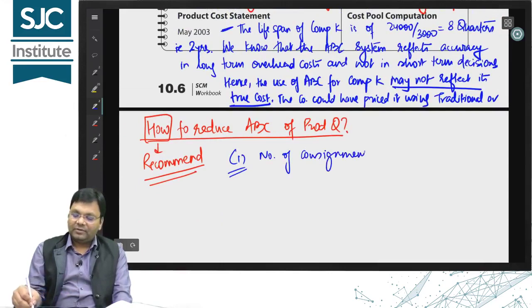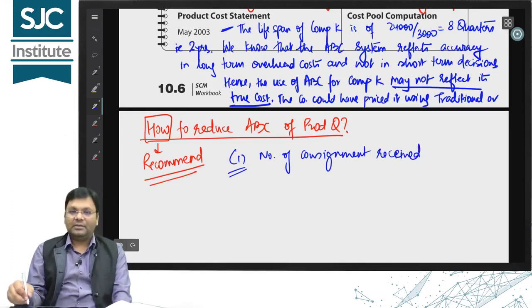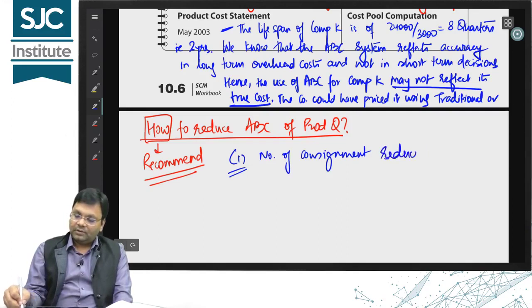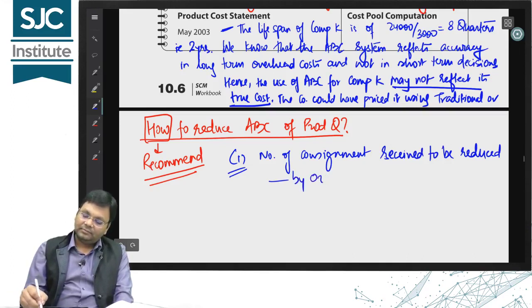And how can it be reduced? You cannot just write that the number of consignments is to be reduced. That is not a perfect answer. How is it to be reduced? Number of consignments received to be reduced. Now the question is how? You have to also write about this. By ordering more quantity at a time.